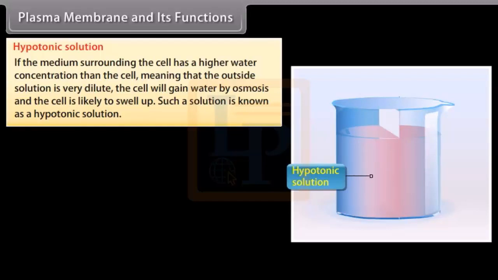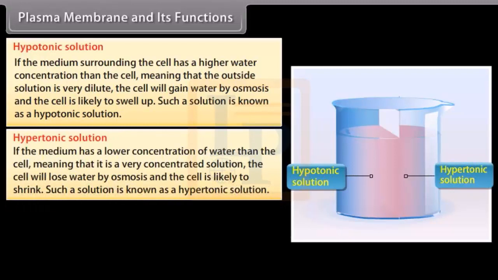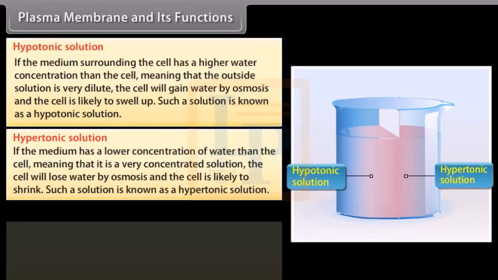Such a solution is known as a hypertonic solution. If the medium has a lower concentration of water than the cell, meaning that it is a very concentrated solution, the cell will lose water by osmosis and the cell is likely to shrink. Such a solution is known as a hypertonic solution.